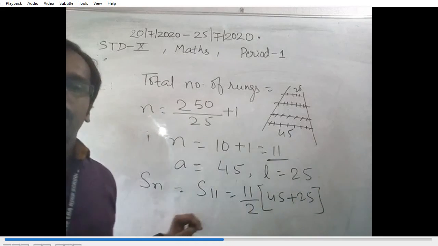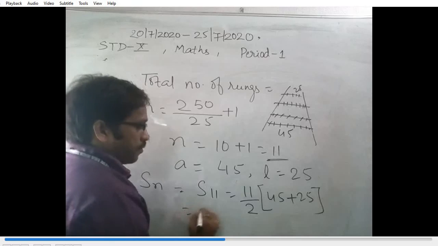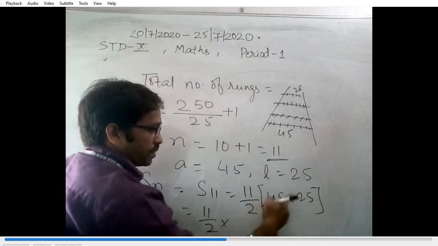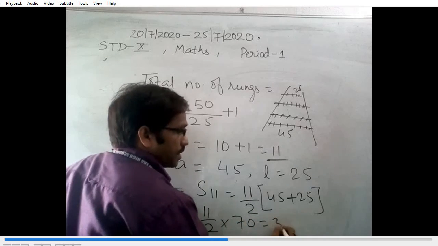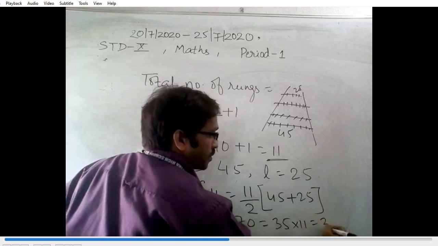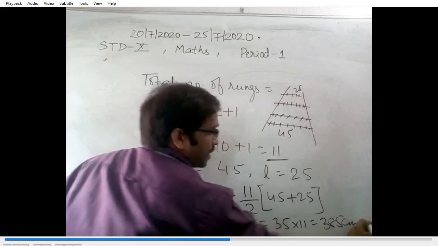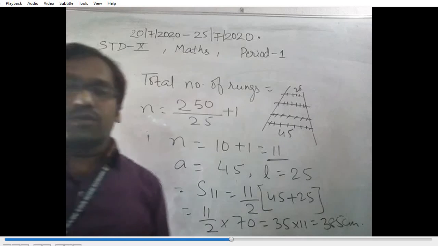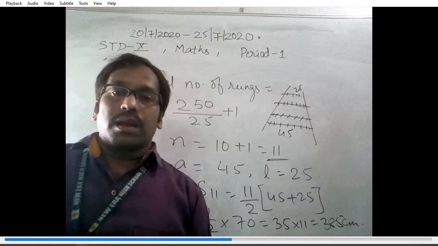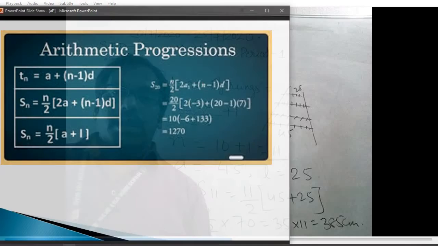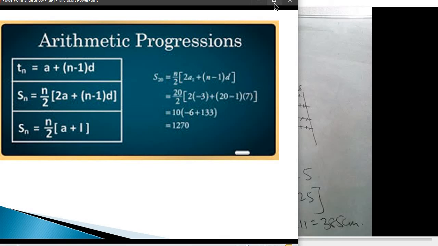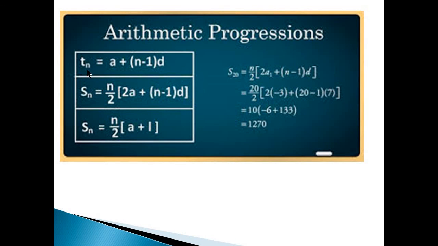Very good, we have found that. I hope you will not face any problem now. So that is 11 by 2 into 70. 70 will be divided by 2, it's 11 into 35. So 385 centimeter is the total length of the wood here. Okay, so this is our AP and these are the formulas. Learn it at your home very nicely and you will find all the solutions.